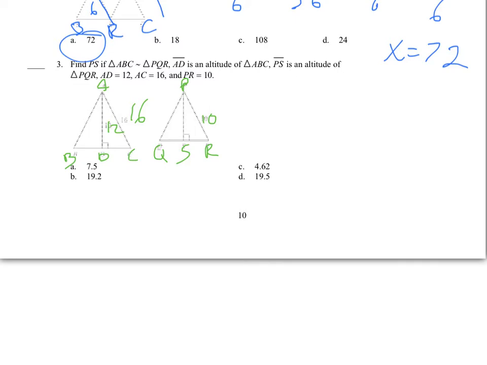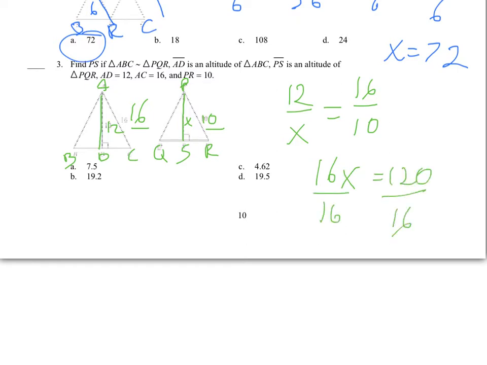Well, if you'll recall, we're looking for PS, this altitude. Its corresponding side is 12, AD, so 12 over, we'll call it X, the unknown. That ratio is going to be equal to 16 over 10. Corresponding sides. Cross multiply, 16x equals 120. When we divide by 16, we get x equals 7.5, which is our answer.